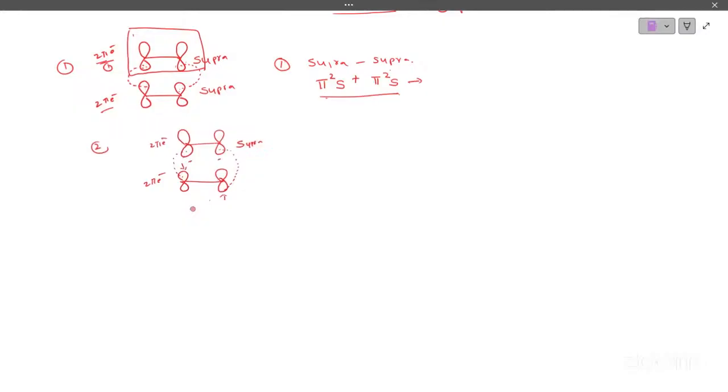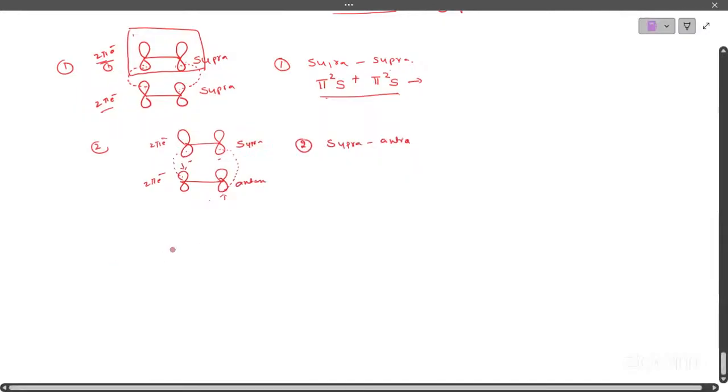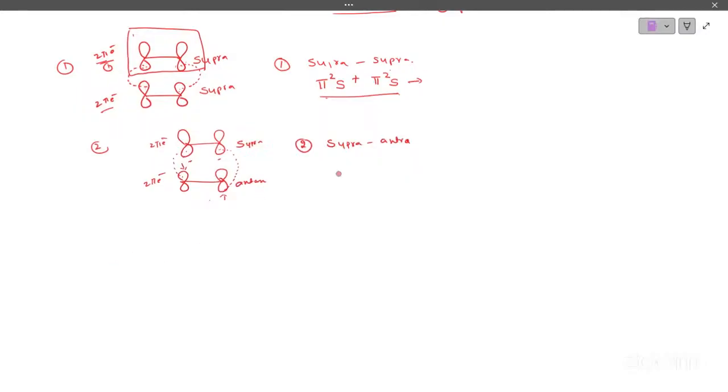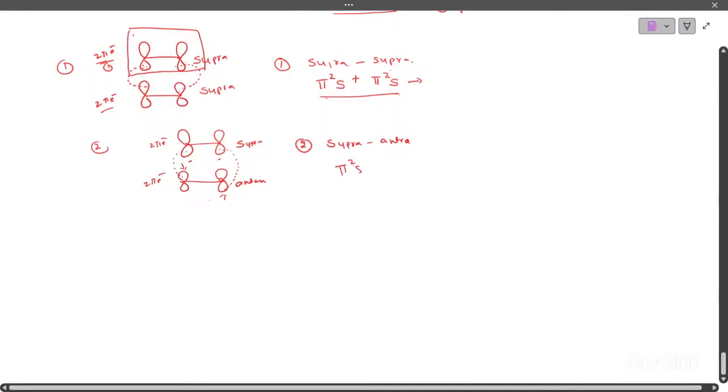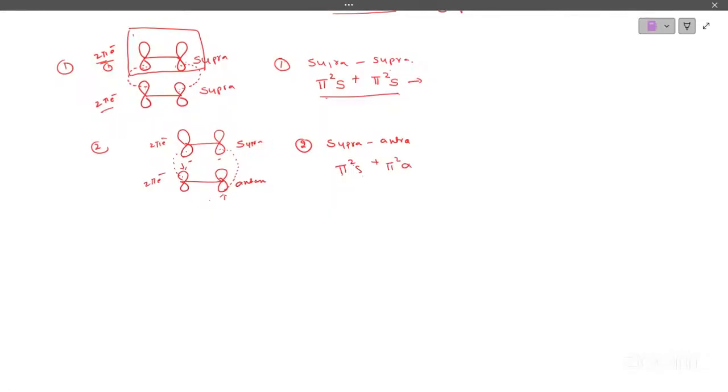This is antara. Now the second stereochemical mode is supra-antara. Supra-antara. Then it can be shown like this: pi 2s, the pi system with the 2 electrons undergoing supra addition, plus the second pi system with the 2 pi electrons in antara, small a. Right? Next, the third one.